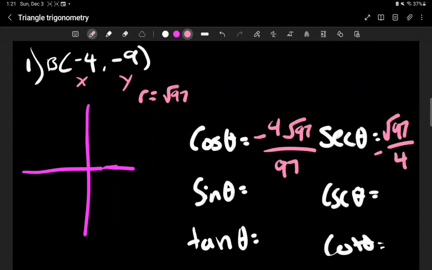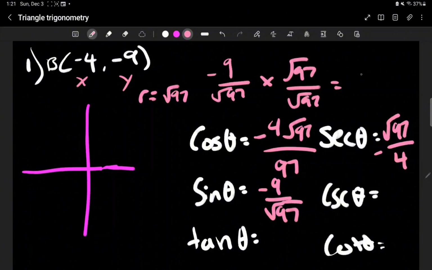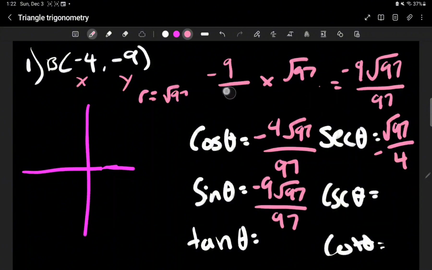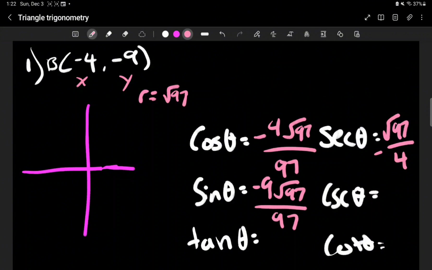Now let's go over to sine. Y over r is going to be negative 9 over square root 97, but we cannot have that because the radical's on the bottom, so we're going to go ahead and fix that real quick. Next we have cosecant, which is going to be r over y. Y is negative, so the whole fraction is going to be negative. It's going to be negative square root 97 over 9.